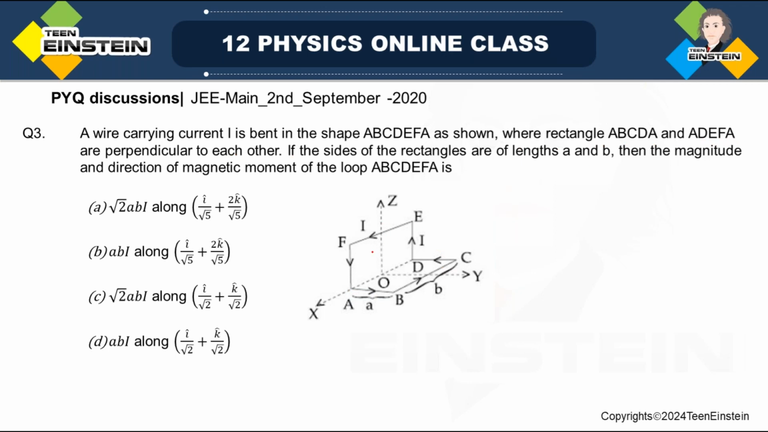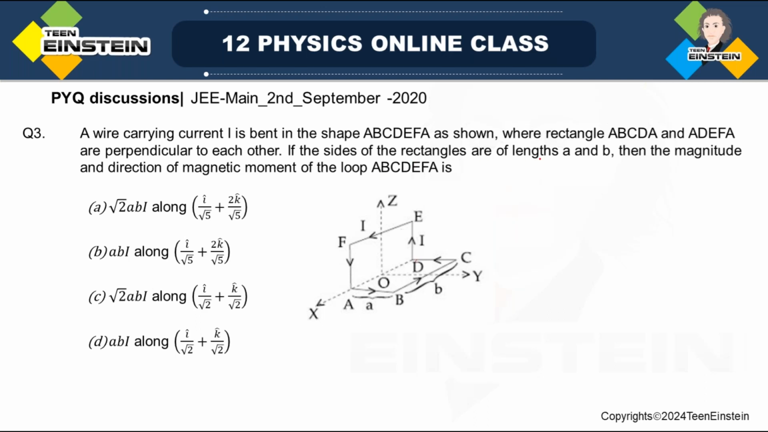You can see that this particular portion is in the XY plane, and this other part is in the YZ plane, or you can say this plane is parallel to the Z axis. So they are perpendicular to each other, and according to this figure, let us see what they have asked you to find out.